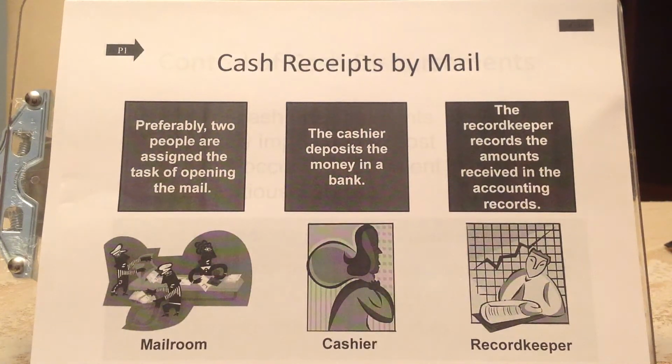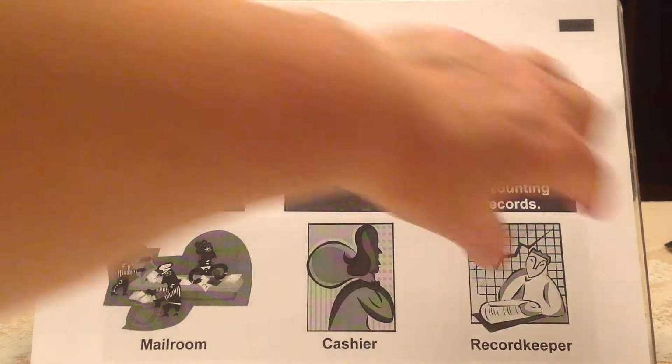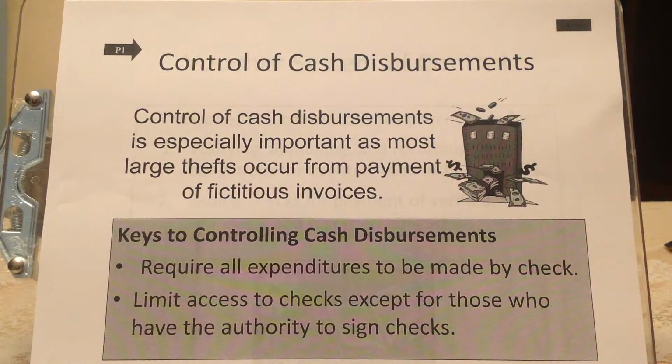Cash receipts by mail. Preferably, two people are assigned the task of opening the mail in the mailroom. The cashier deposits the money into the bank. The record keeper records the amounts received in the accounting records. Control of cash disbursements is especially important, as most large thefts occur from payment of fictitious invoices. Keys to controlling cash disbursements: require all expenditures to be made by check, and limit access to checks except for those who have the authority to sign those checks.